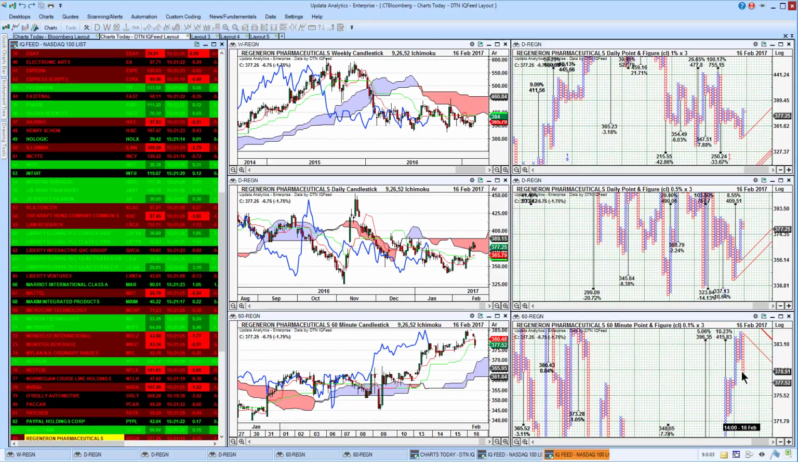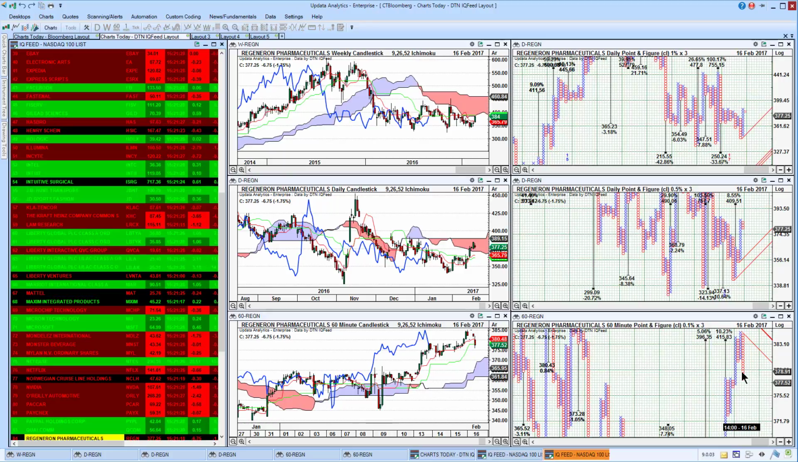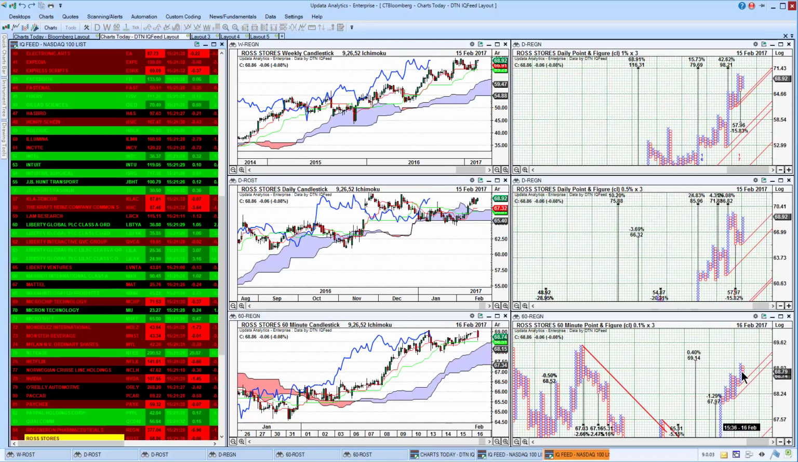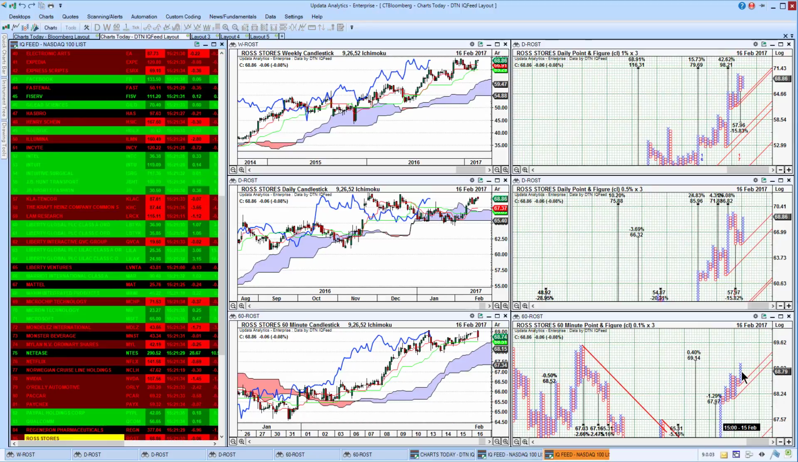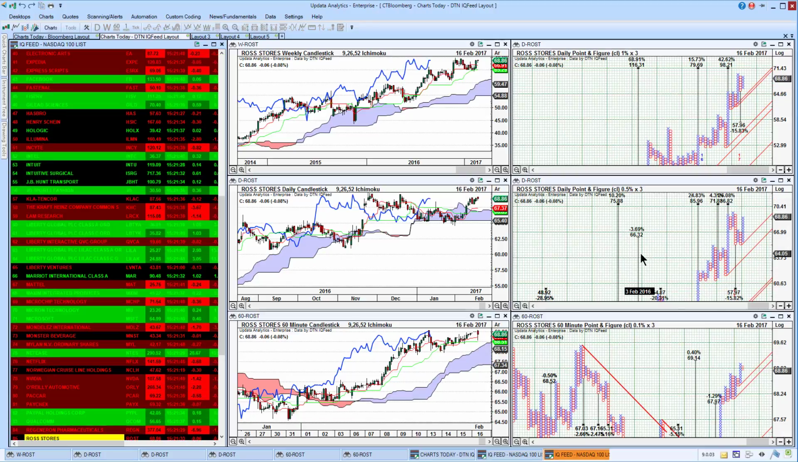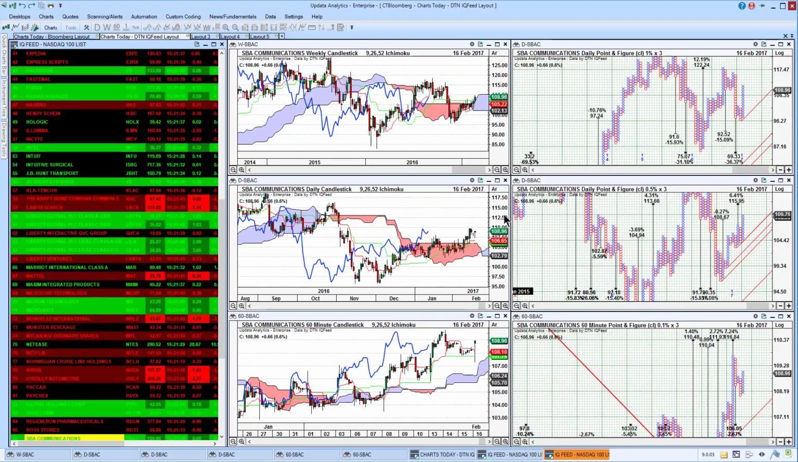Regeneron Pharmaceuticals are below in the long term and the medium term, so that's not a great looking chart. Ross Stores is bullish on all three time frames. We've got targets on the long term here of 42 and 68%, 43%, so that's looking pretty good.